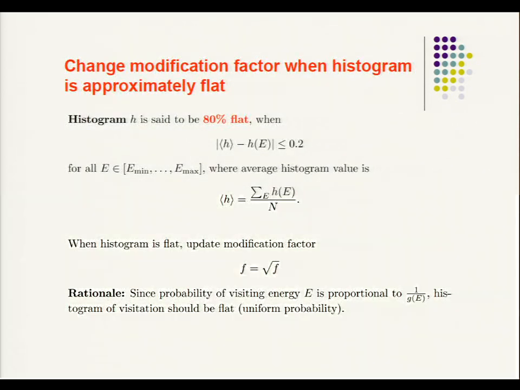The modification factor is changed when the histogram is approximately flat. Approximately flat means that the average of all bins of the histogram differs from any individual histogram bin value by at most 3%. That is a user tunable parameter. At that point, we define the new modification factor to be the square root of the previous one, and so on, as many times as we want.